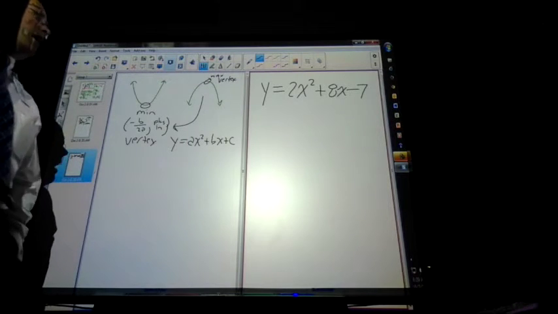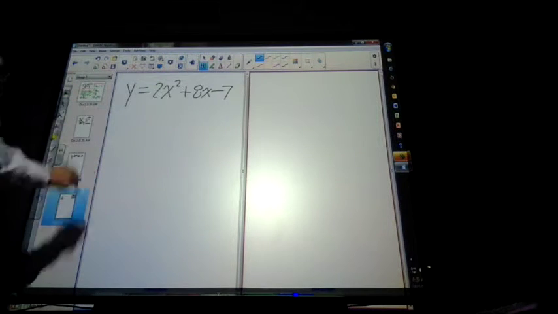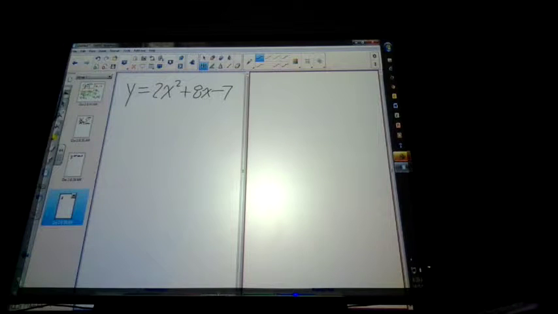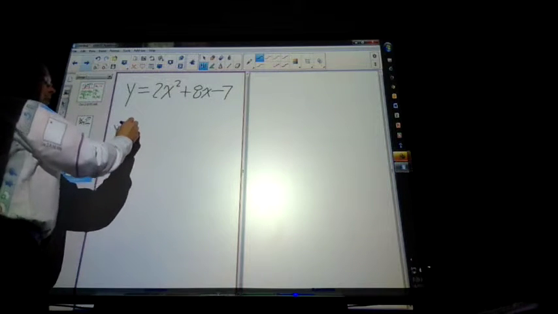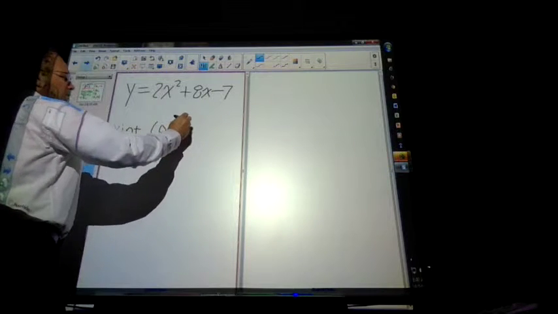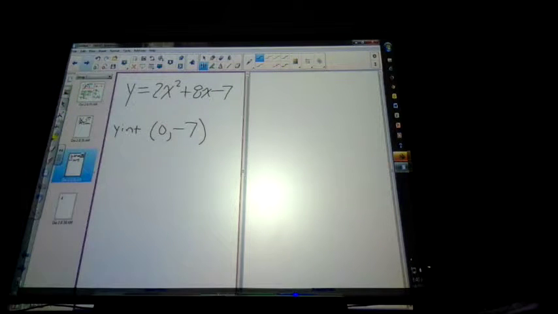Okay, let's say we have y equals 2x squared plus 8x minus 7. This is going to tell us an awful lot. As it's set up right now, it tells us that our y-intercept is at the point (0, -7), as far as our graph goes. Is that necessarily an important point? It is a point, but is it important? Is it showing you the minimum or the maximum value of the graph? So that's about all that standard form is going to get us.